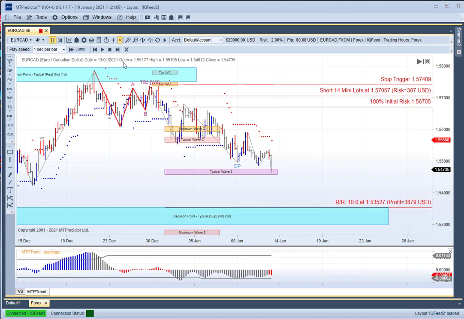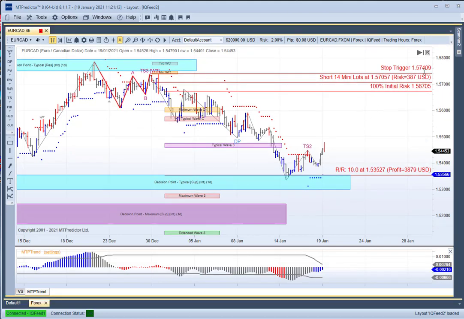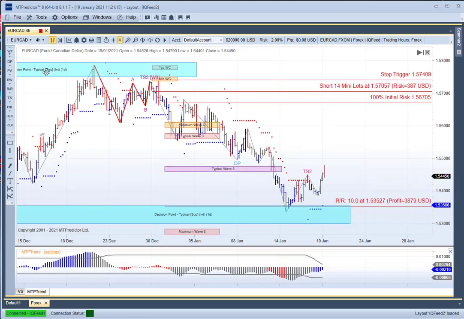If I turn trading mode off, you can see that's exactly what happened with the Euro Canadian dollar carrying on down past this level and went into this higher time frame support zone where it made a low and then has now been rallying up since. So this would have been the ideal place to take the profit.